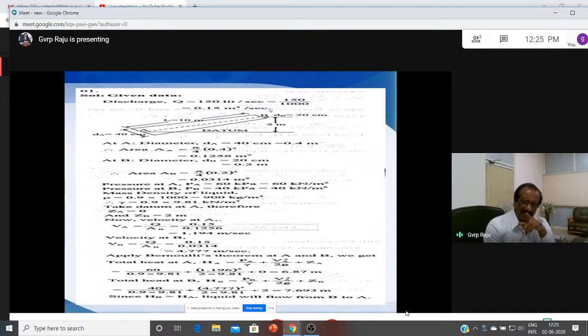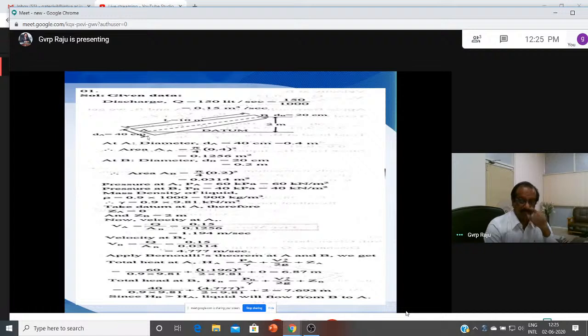The note depends on datum here, because you may think that as B is at a high level compared to A, the flow is from B to A. Not like that. It depends on the total head at A and the total head at B. So the total head at A is 6.87 and the total head at B is 7.693. As the total head at B is more than the total head at A, the liquid flows from B to A. The answer is the liquid flows from B to A.